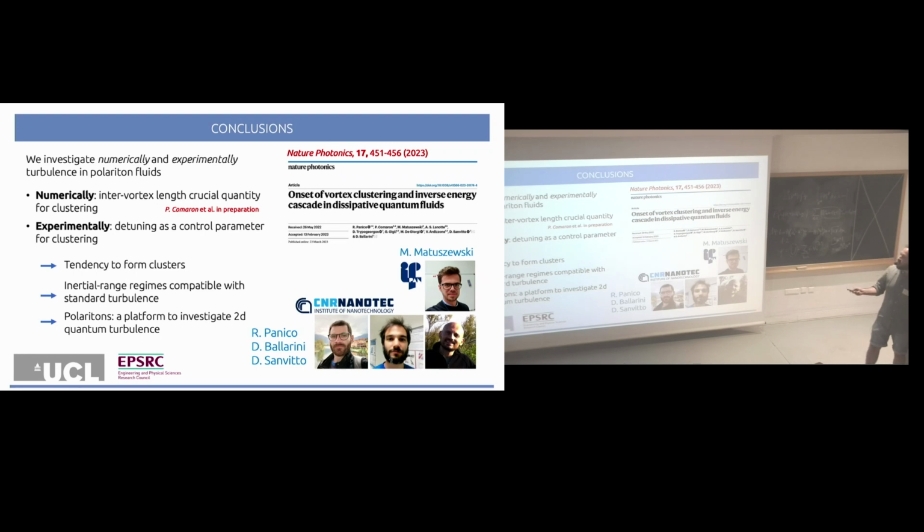We investigated, numerically and experimentally, turbulence in polariton fluids. Numerically, we understood that the intervortex length is indeed a crucial quantity for the clustering. Experimentally, we find that the tuning of the laser can be a good control parameter for the clustering. So our results show that there is a tendency to form clusters. We find some inertial range regimes that are very short, but they are there, and look compatible with standard classical turbulence. So I hope I convinced you today that polaritons can actually be a good platform to investigate two-dimensional quantum turbulence. And this is the reference.